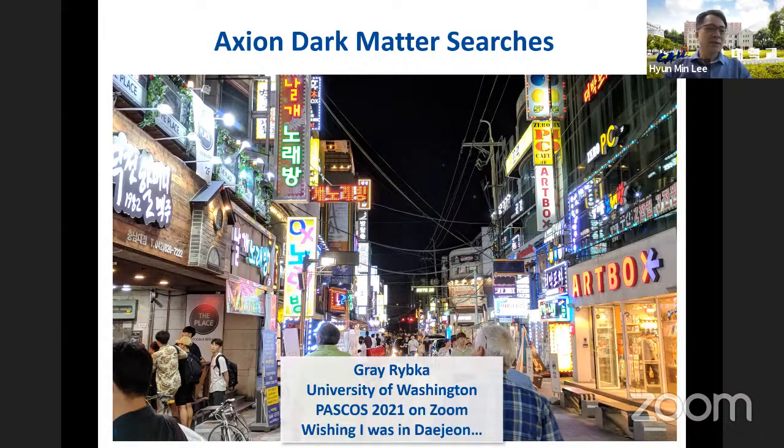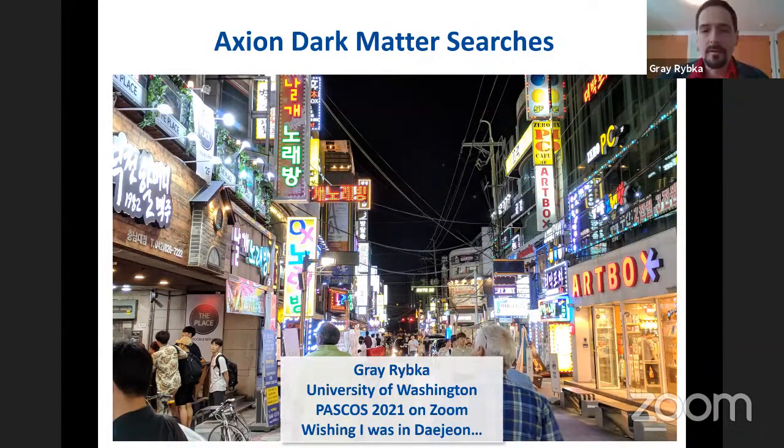The plenary session of today is composed of several talks on dark matter detection and some recent development on some neutron portal, etc. The first speaker of this session is Gray Rybka from the University of Washington. He will talk about axion dark matter searches. Please. Thank you very much.